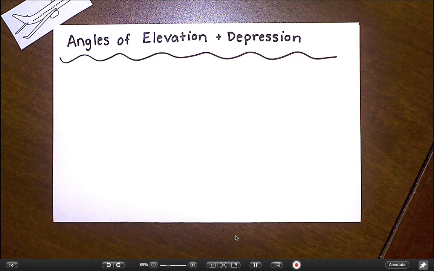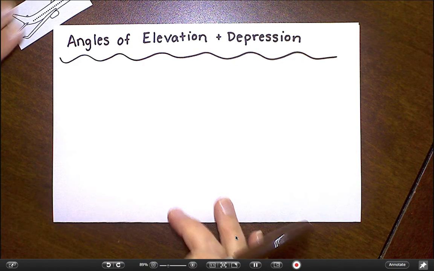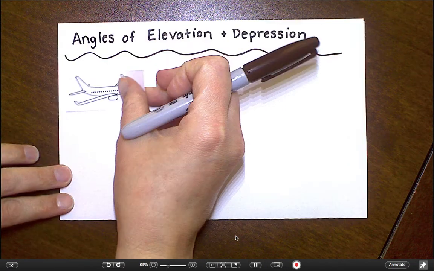Hi everyone. I wanted to clarify one thing in terms of the basic trigonometry that you did this week, and that is how angles of elevation and depression work. You have to be able to label these angles correctly to then be able to do your trig calculations correctly. So to demonstrate this, I'm going to use the example of an airplane flying towards an airport.